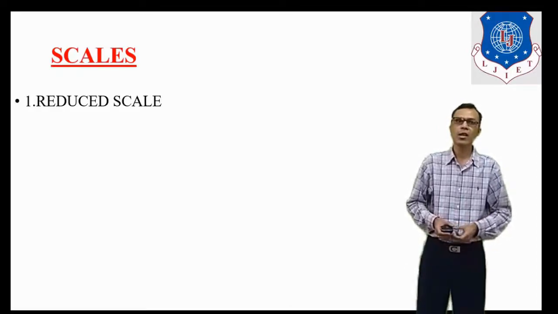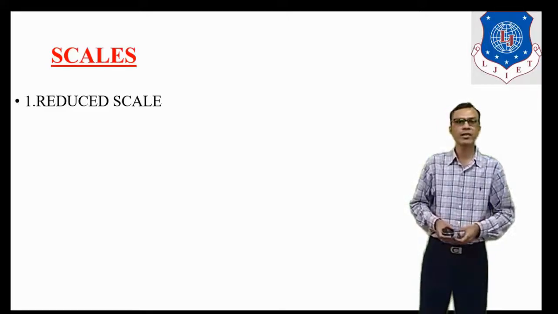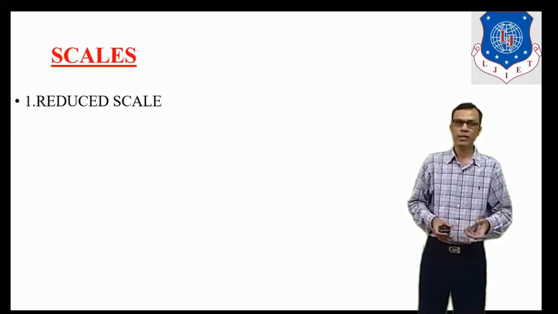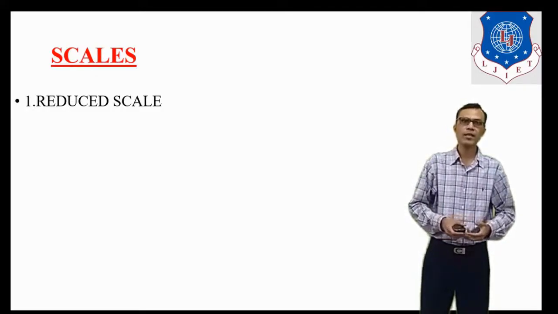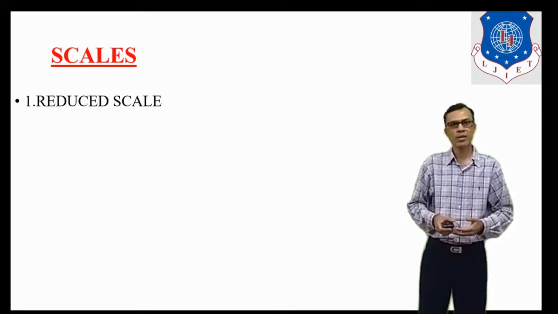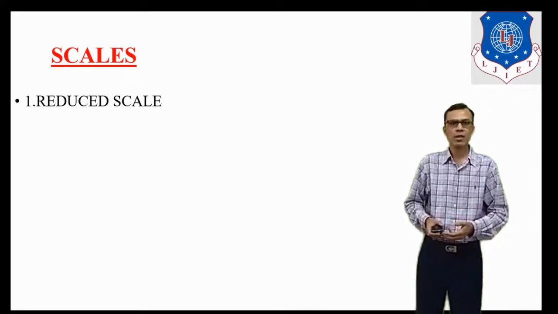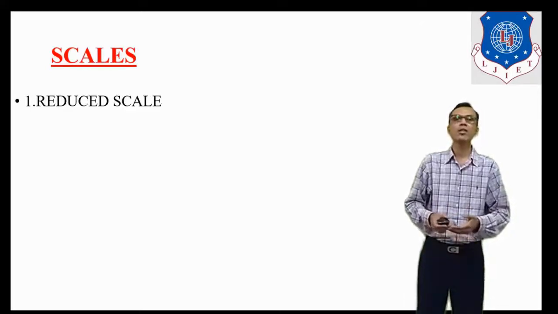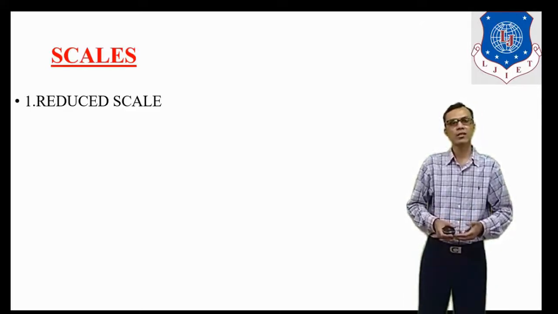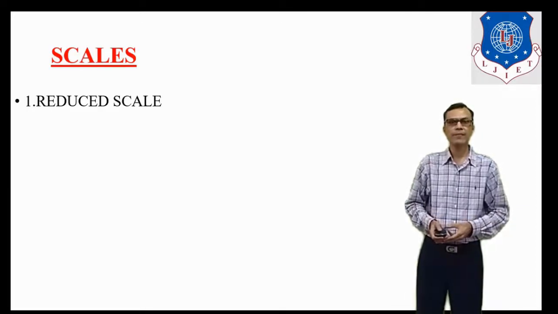Now, what do you think? How can it be drawn on a paper of limited size? For this kind of problem, we need to reduce the original size of the object to some extent, and for that purpose, reduced scale is used. For example, 1 is to 10, 1 is to 100, 1 is to 20. These are all reduced scales.